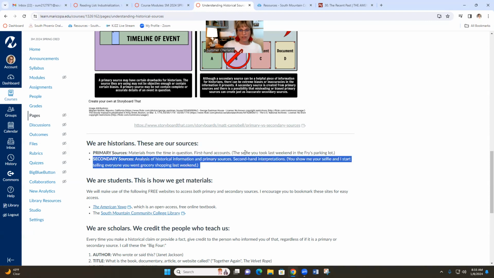A secondary source is the analysis of historical information, including primary sources. So this is like what historians do. When I say I'm a professional historian, I look at primary sources and I analyze what I think happened based on those primary sources. But my opinions are rooted also in what other historians think happened, right? So this is a secondhand interpretation.